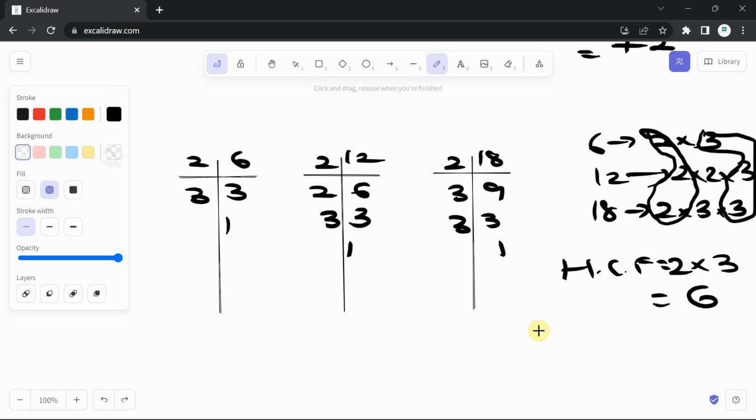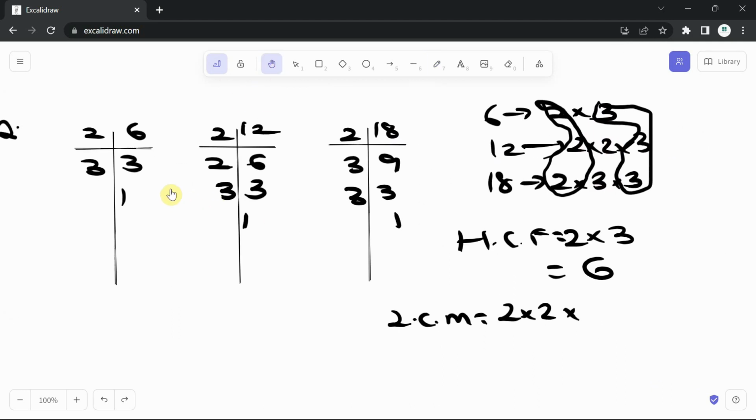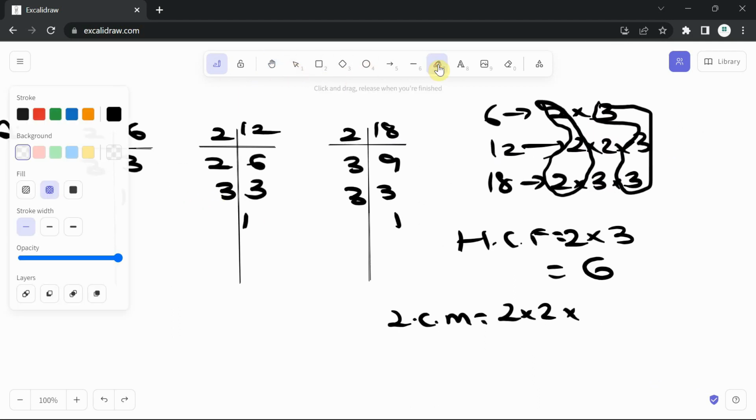So for the LCM here, this one has 1 2. This one has 2 2's. This one has 1 2. So we'll pick the one with the highest number of 2's, right? So the highest number of 2's is 2 2's. So that will be 2 times 2 times the one with the 3. This one has 1 3. This one has 1 3. This one has 2 3's. So we'll pick the highest number of 3's, right? We have to pick the highest number. So that will be times 3 times 3.